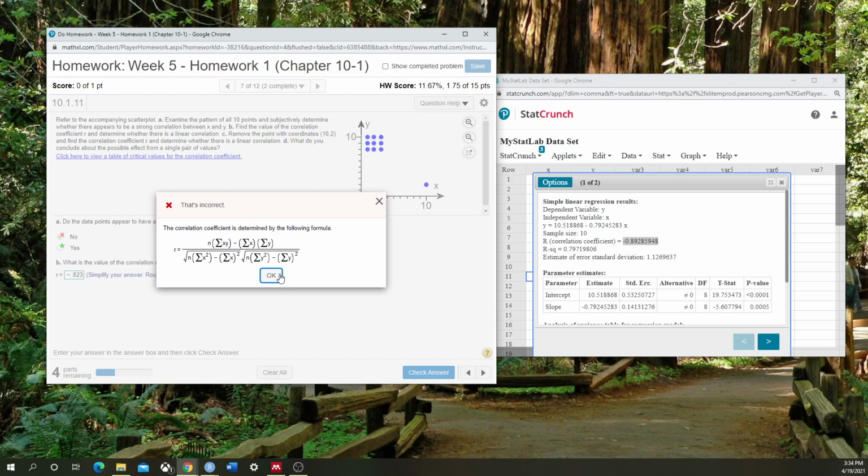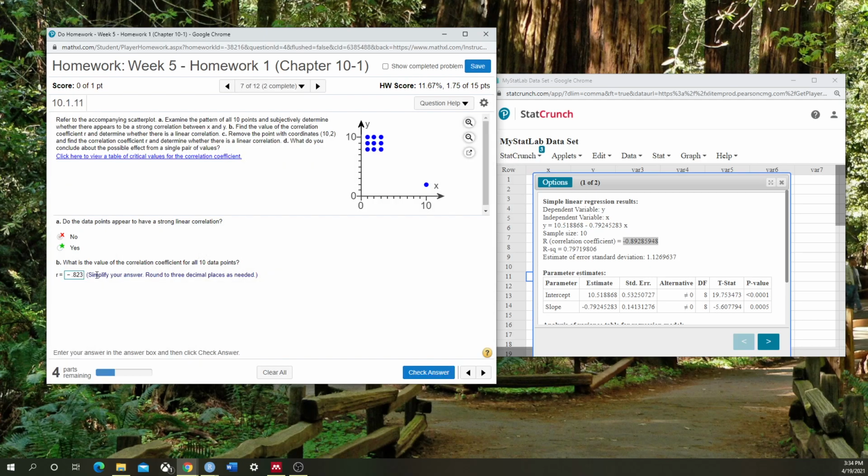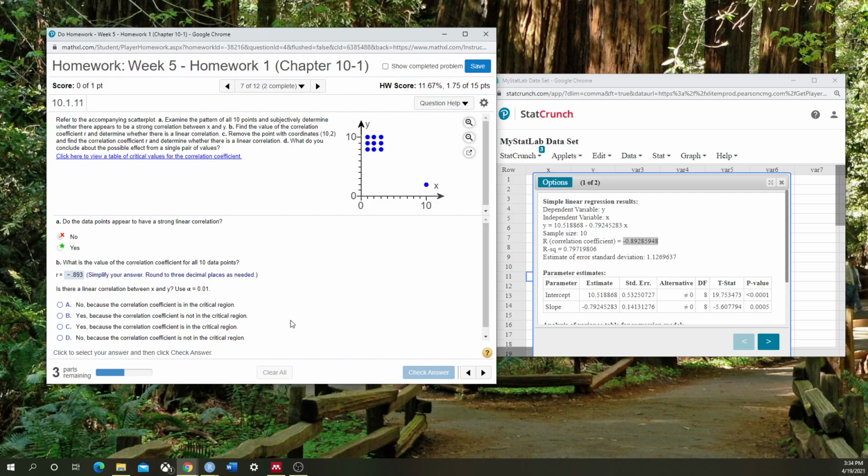Oh man, let's see, to do this all by hand. Oh, I put this in incorrectly anyway. Okay, 0.893. You do not have to do this all by hand. Okay, just make sure of that, because that seems very intimidating.